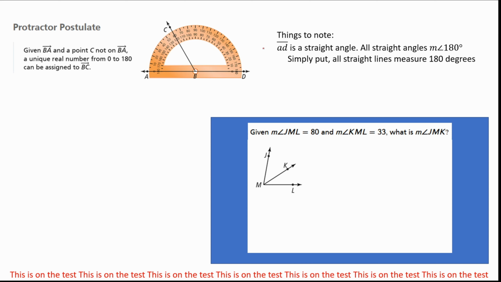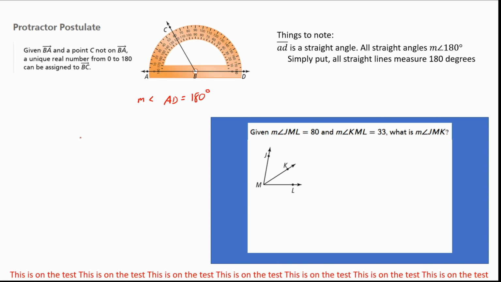But before we really get into that, in my things to note here, I have line segment AD is a straight angle. And the measure of any angle that is a straight line will always be 180 degrees. Look at anything around you, and if it is a perfectly straight line, the top of your monitor, the side of your desk, the side of your computer, anything that is a straight line has a 180 degree angle measure. And that's really important coming up for a lot of our proofs. So just put that in your notes, highlight that in your notes. A straight line measures 180 degrees.